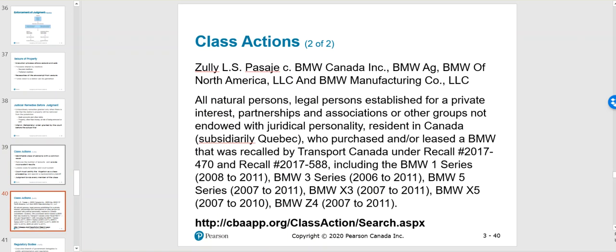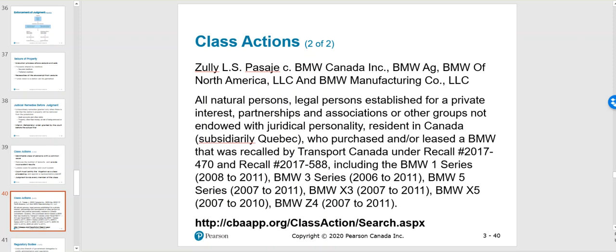Okay, I also have an example here for you. This is a real example, BMW. There was this class action for all purchasers of all those BMW types. So 1 series, 3 series, 5 series, etc. If you were one of the purchasers, if you had a BMW, one of those which is described here, you could opt in for a class action.